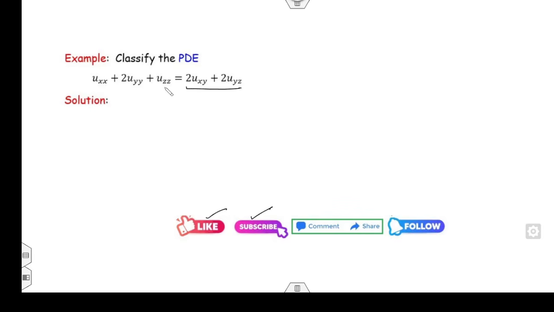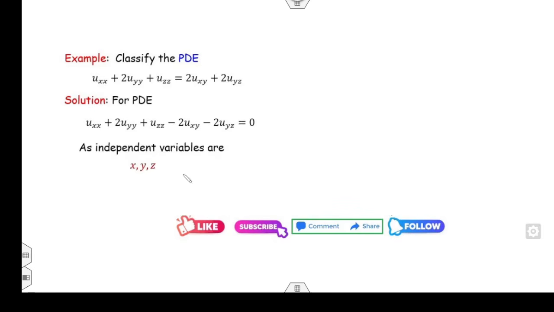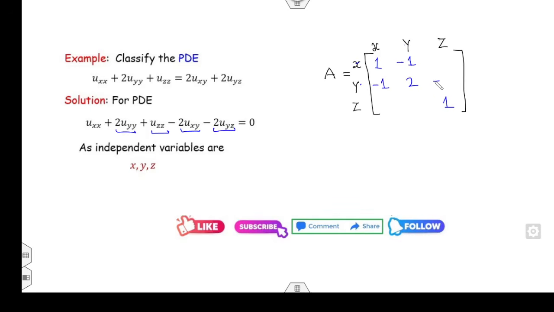चलिए इसको पहले लेफ्ट साइड पे ले जाओ. और हाउ मेनी इंडिपेंडेंट वेरिएबल्स? 3. So can you write the matrix? X, Y, Z, X, Y, Z. X और X 1, Y and Y 2, Z and Z 1, X and Y हाफ कर दो इसका -1, -1, Y and Z हाफ कर दो -1, -1. Rest values are 0.